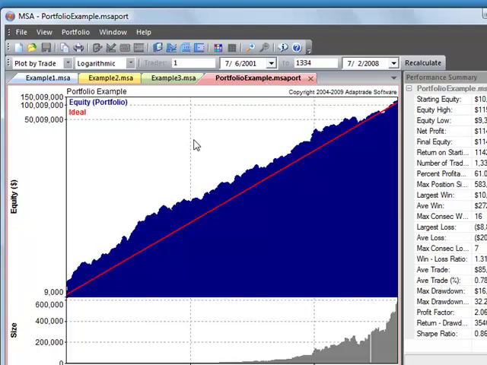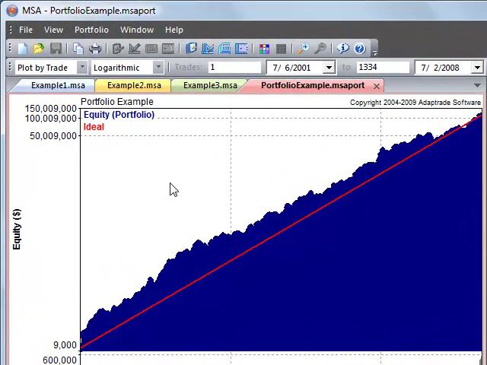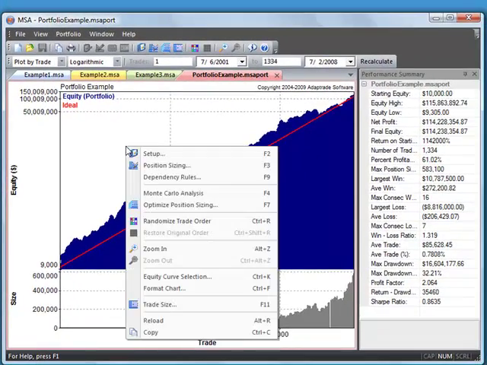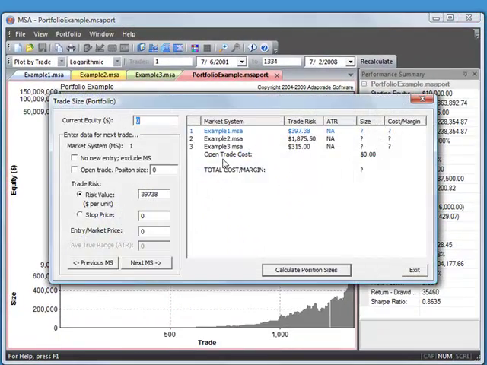For a portfolio, again, you need to make sure that the trade data are up to date in the market systems if you have any dependency or equity curve crossover rules. Then you select trade size on the portfolio menu. You enter again your current account equity value, and then there are other options you can enter for each market system.